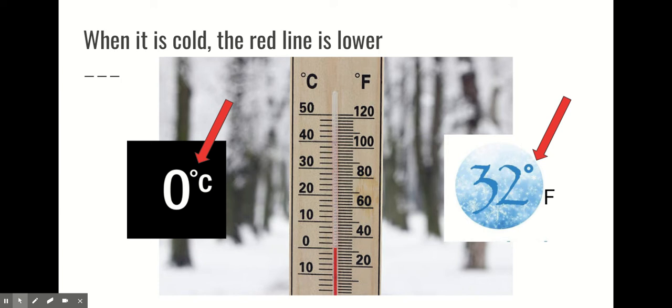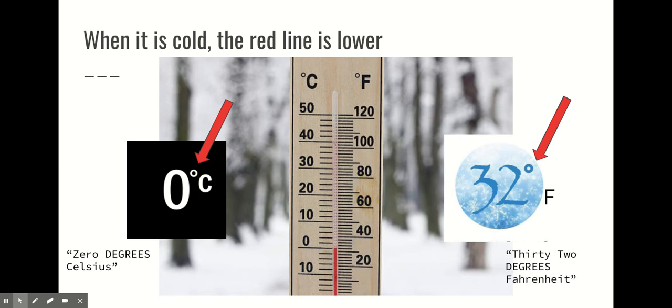Notice those little circles next to the numbers. That's the symbol we use in math. That means degrees. The way you would say the first one is 0 degrees Celsius. And the way you would say the second one is 32 degrees Fahrenheit.